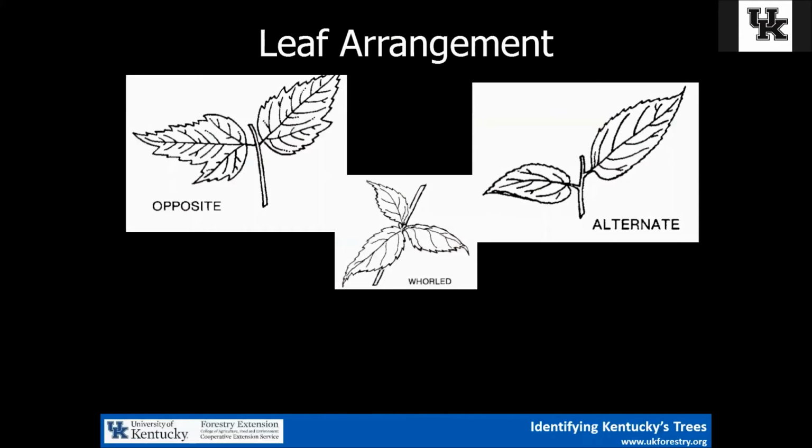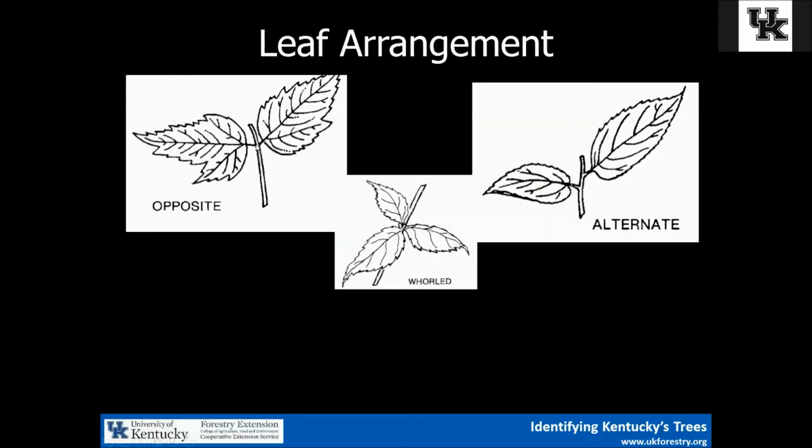Okay, we'll talk about leaf arrangement because that's where we're going to start. Once we decide if we've got a needle or a broadleaf, the next thing we're going to focus on is how those leaves are arranged on the stem or the twig. And leaves can be arranged in one of three ways. They can be opposite, they can be alternate, or they can be whorled.